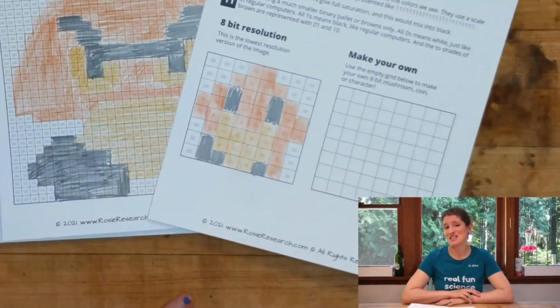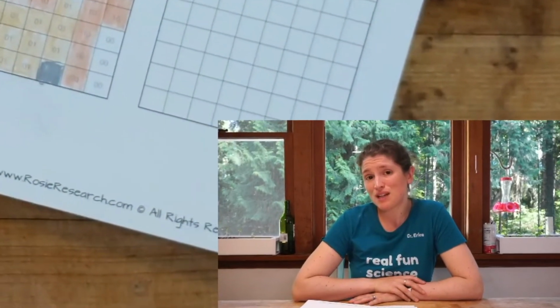Thank you so much for joining us as we looked at 8-bit to 32-bit resolution, how it changes the images, and also a little bit about how we digitize colors and how we can take colors and put them into binary, which is all zeros and ones.